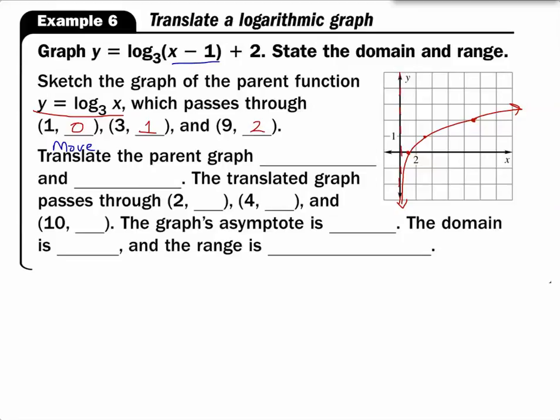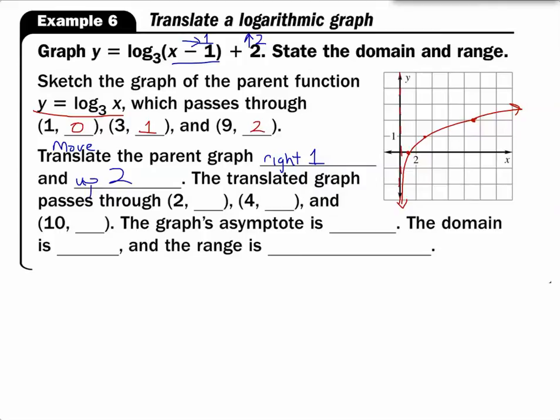-1 means write 1 because it's inside the function. Also, for bonus, it's in parentheses, and everything inside the function, definitely the stuff in parentheses, goes the wrong way. So -1 inside means write 1. +2 outside means go up 2. So we're going to go right 1 and up 2. The translated graph passes through.